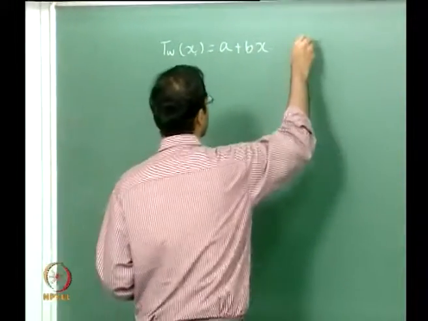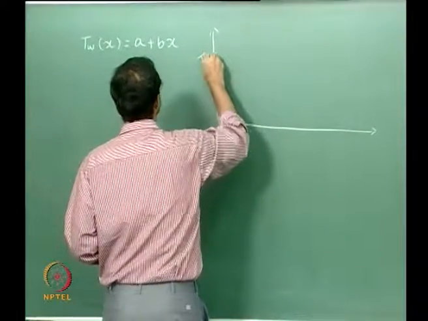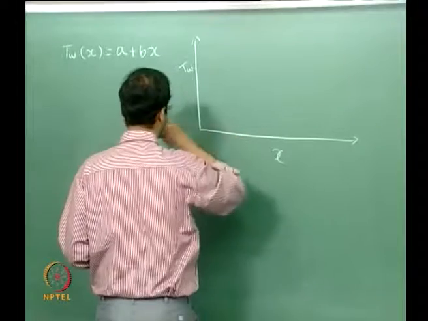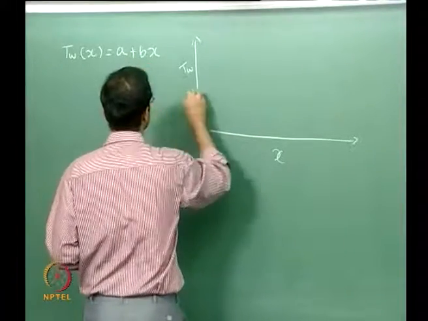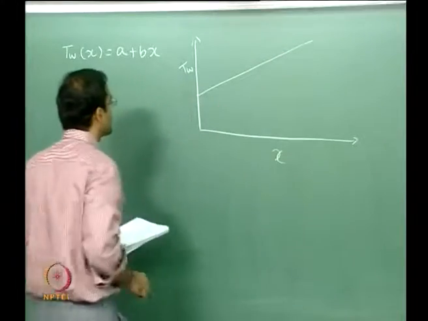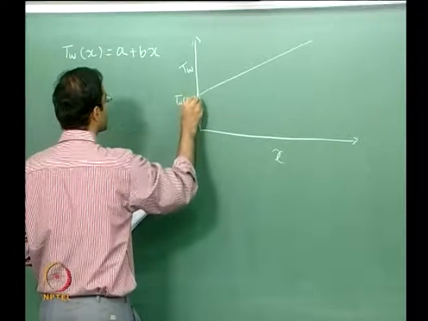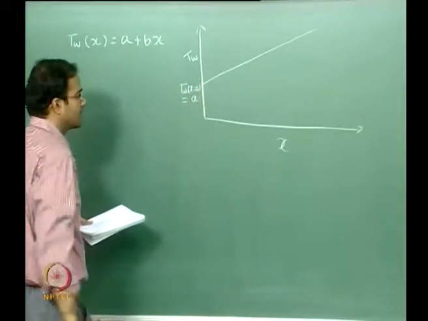Okay. So if you plot the surface temperature as a function of x, at x is equal to 0, that will be equal to constant a, and from there it varies linearly. Okay, so this is the value T wall at x is equal to 0, which is equal to a.